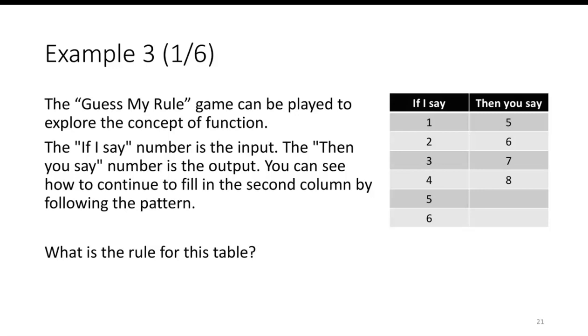The Guess My Rule game can be played to explore the concept of a function. What we have here is two columns. There's the "if I say" column, and then there's the "then you say" column. The "if I say" number is the input. The "then you say" number is the output. You can see how to continue to fill in the second column by following the pattern. So, what is the rule for this table?